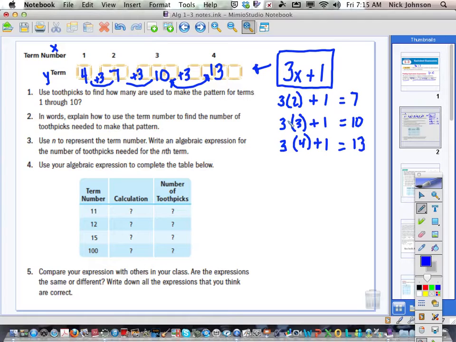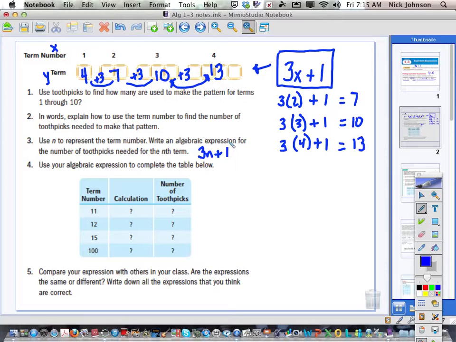Okay? Let's move down to number 4 here. Well, let's look at number 3. It says use n to represent the term number. Write an algebraic expression. Right here, instead of using x, you're going to use n. So you're going to say 3n plus 1.